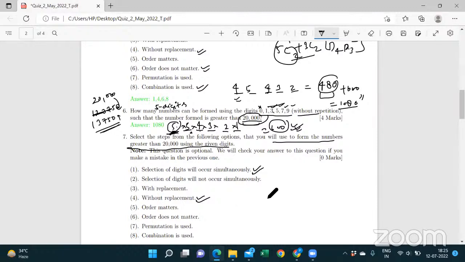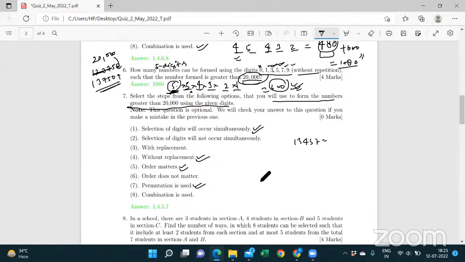Order matters. Why does order matter? 1, 3, 4, 5, 7 is different from 1, 4, 5, 3, 7. Yes, that's why order matters here, and we are doing the permutation. Permutation, because order matters. Okay?